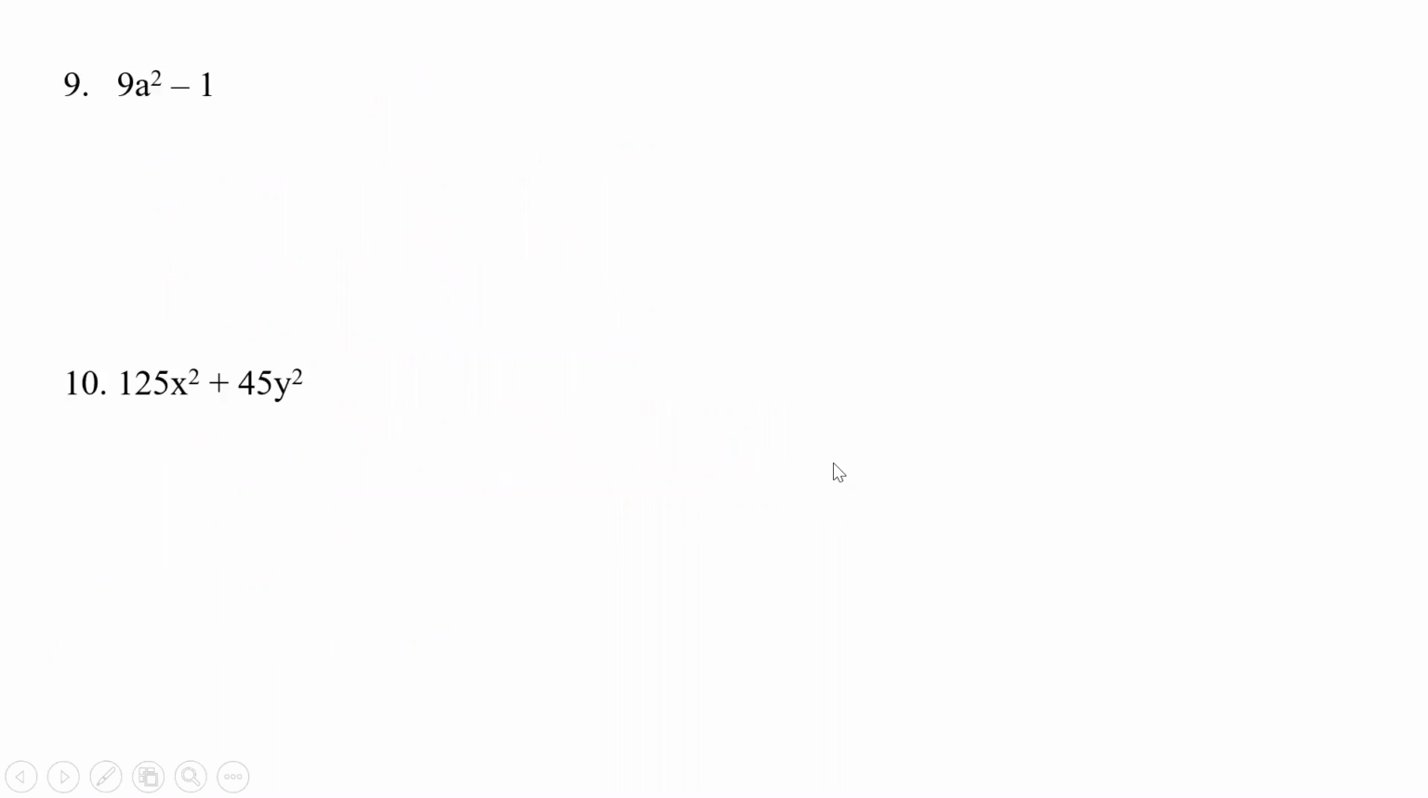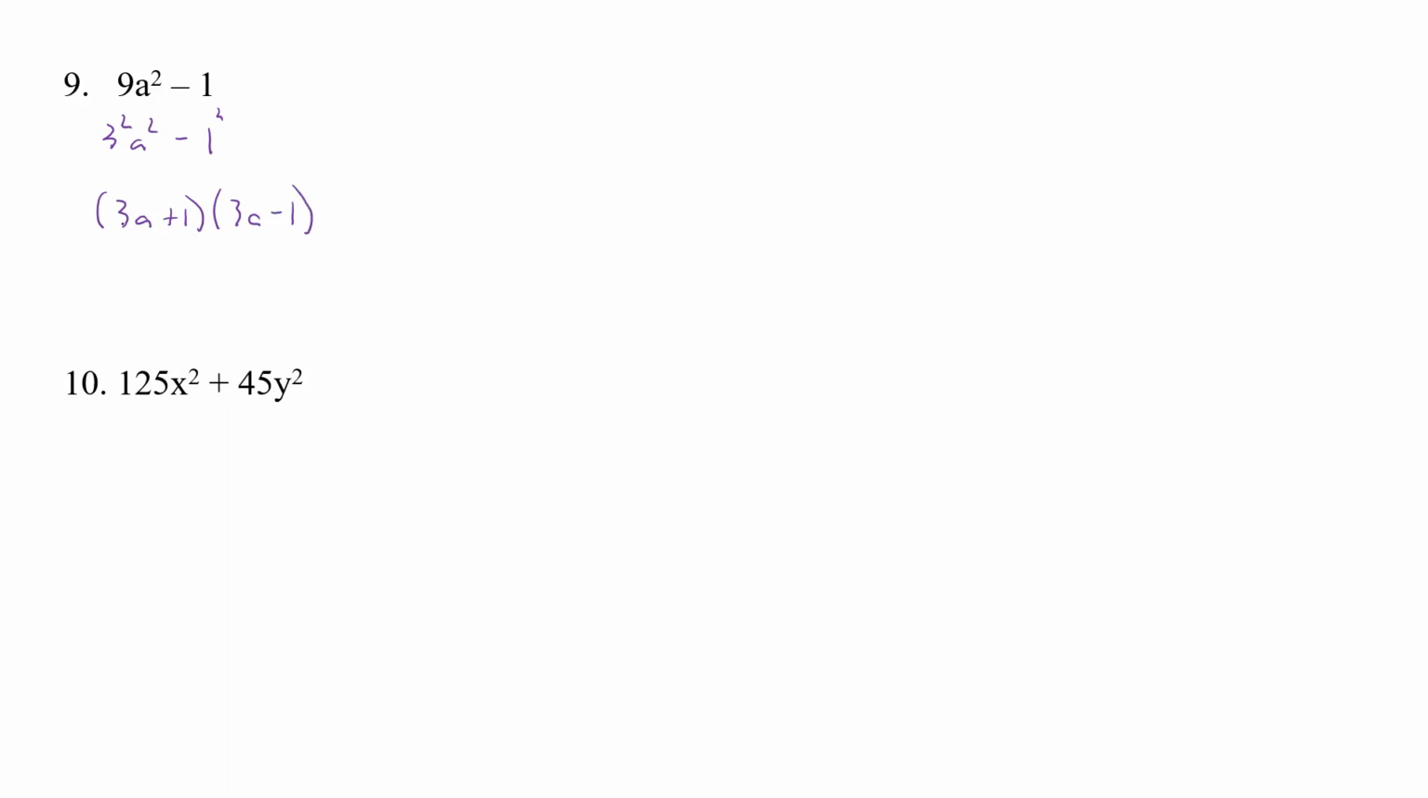All right, 9a squared minus 1. What does that look like? Well, the 9 is really just 3 squared, and then we have a squared minus 1. Well, guess what? 1 is 1 squared too. And so we have a difference of squares. And so that's going to be 3a plus 1 and 3a minus 1.